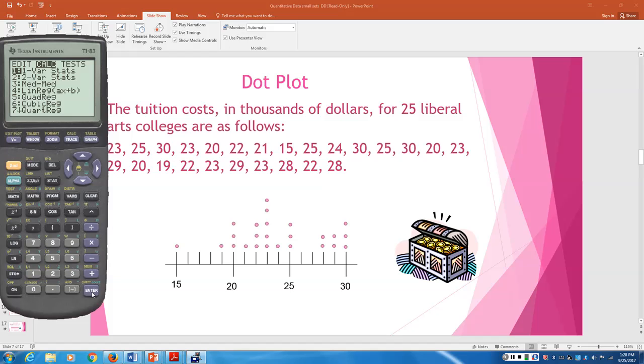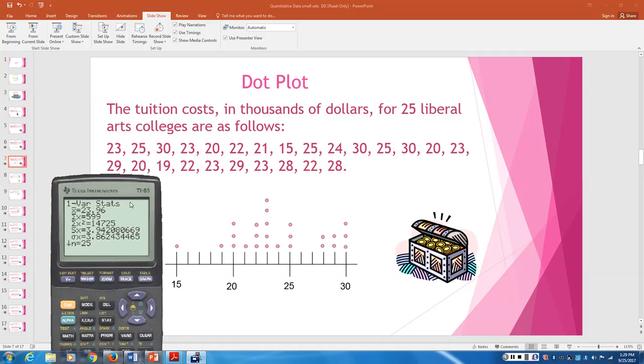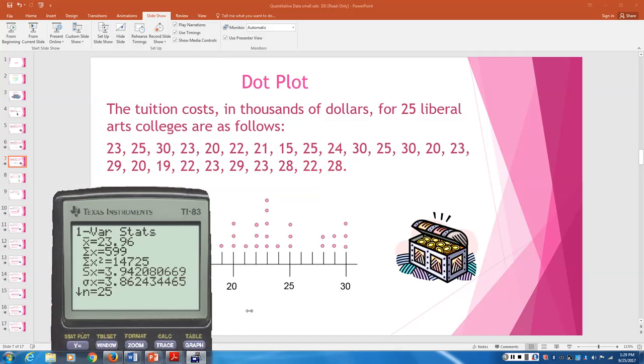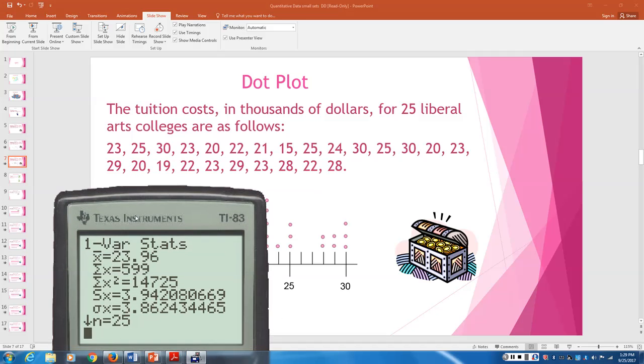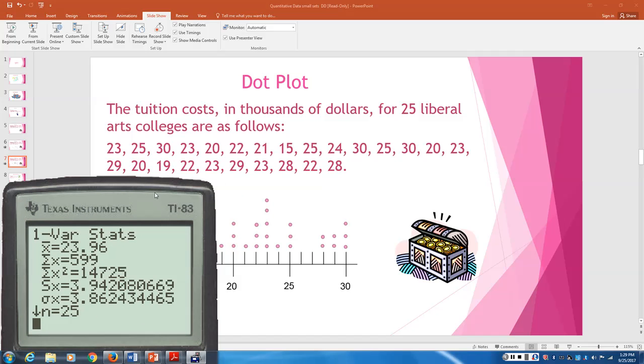So here, if we calculate one variable statistics on those numbers I just put in list 1, it says the mean is 23.96. And the reason the mean is 23.96 is because if you add up all 25 of those numbers and then divide the sum by 25, they add up to 599. And 599 divided by 25 is 23.96.